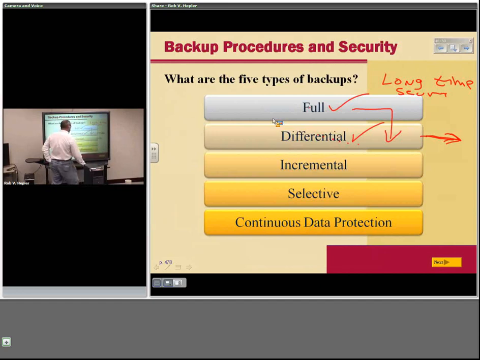Incremental just means just do the things that have changed in the data. Selective means only back up certain things, and that's what I do on the Breeze server. We just back up the Adobe Connect, I should say. We just back up that database. Continuous means anything that happens to your disk is automatically put somewhere else.